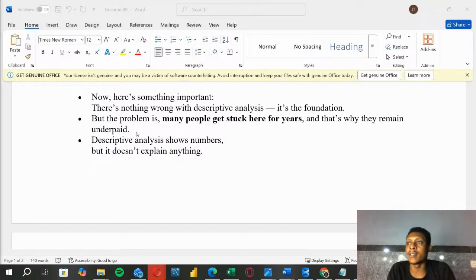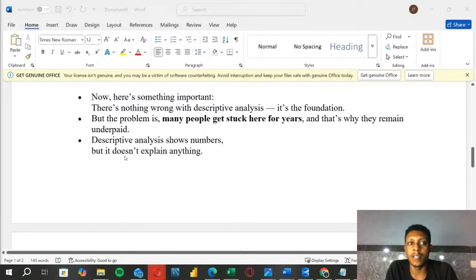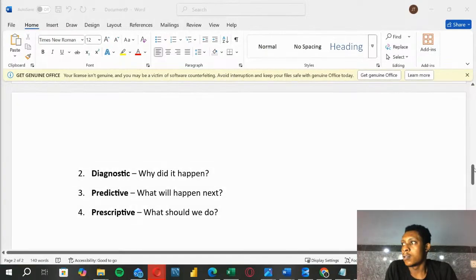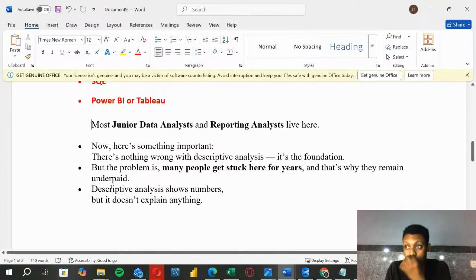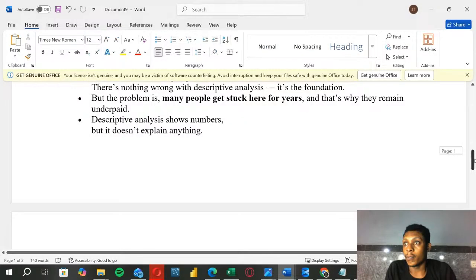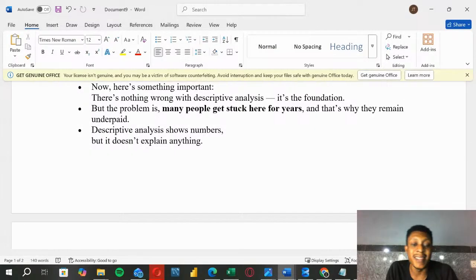So we were discussing descriptive analysis before the network went off. There is nothing wrong with descriptive analysis. That is the foundation. But the problem is many people get stuck here for years, and that is the reason why they remain unpaid.